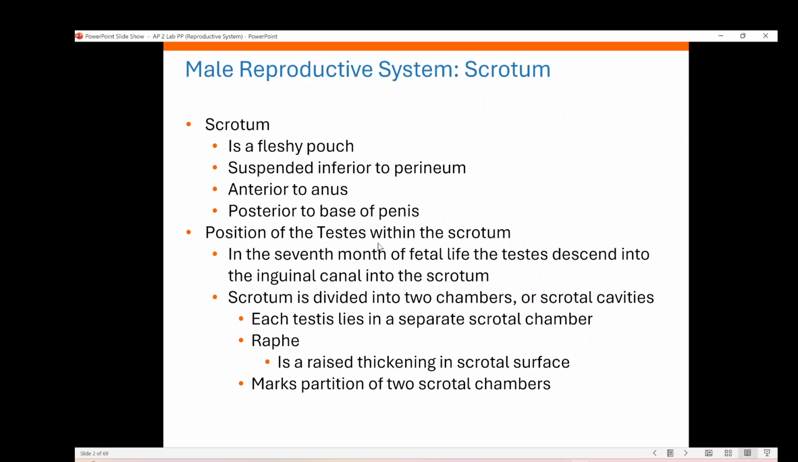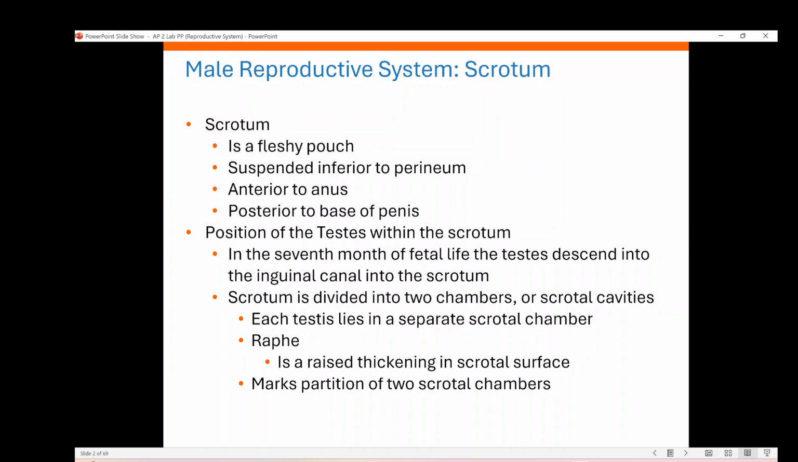Now, the testes are suspended in the scrotum. While a baby boy is developing, the testes aren't in the scrotum right away. They actually descend into the scrotum about the 7th month of fetal life. There's a canal known as the inguinal canal. I'll show you that in a couple slides.